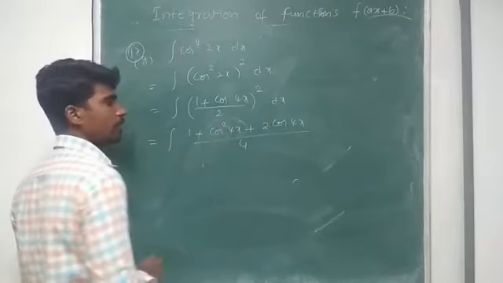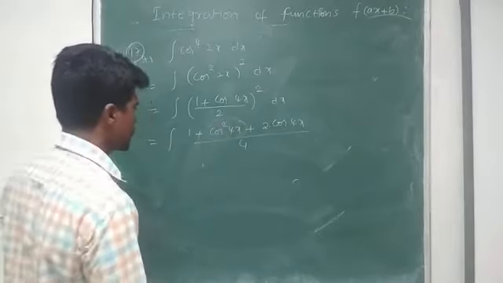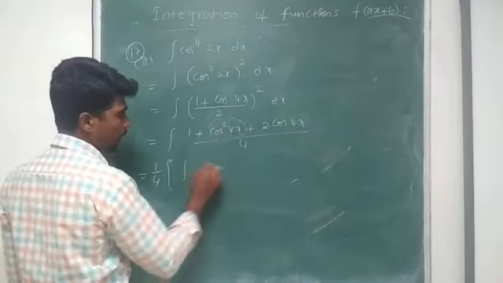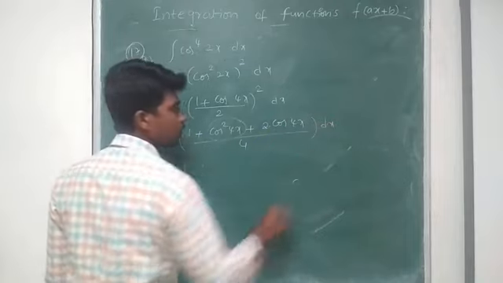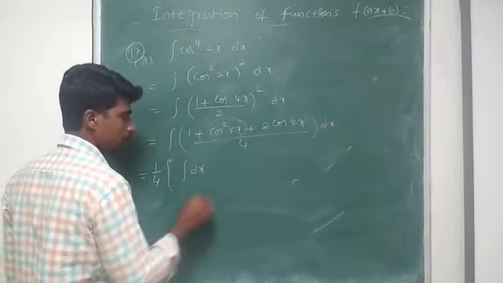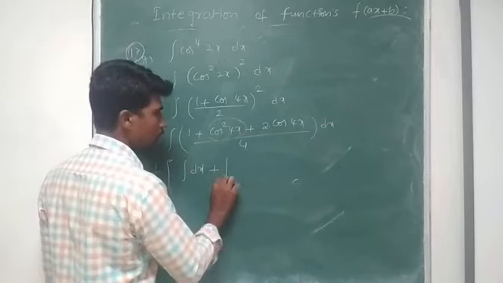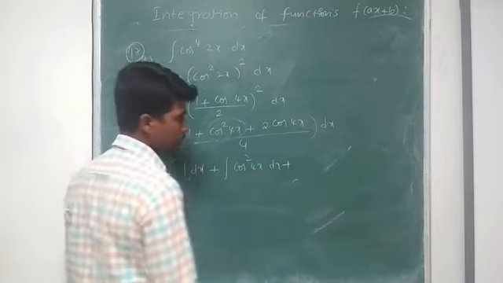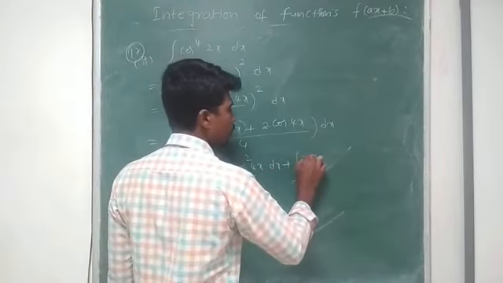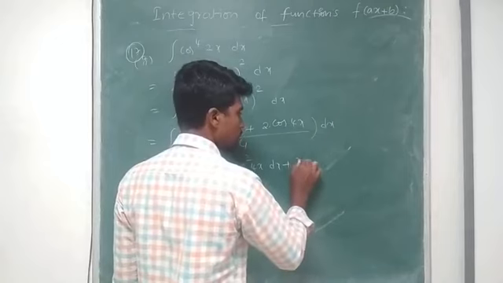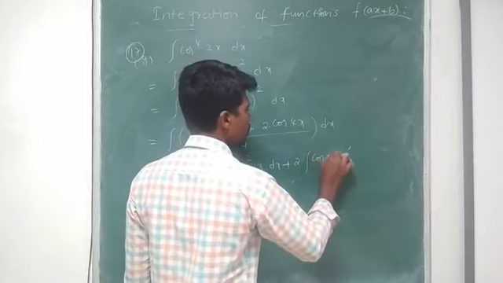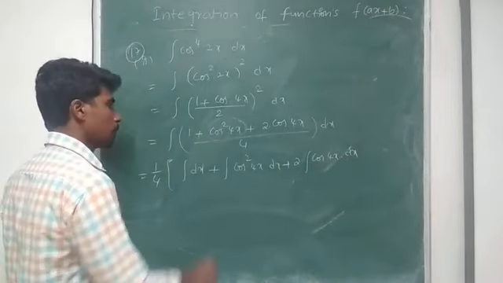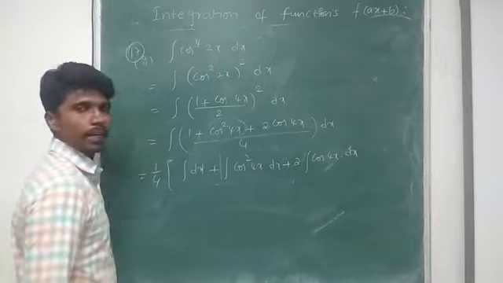Again I have cos square 4x here, I have to simplify it. So I get 1 by 4 common, into the integral of 1 dx, plus the integral of cos square 4x dx, plus the integral of 2 into, so I can take 2 outside now, right? 2 into the integral of cos 4x dx.